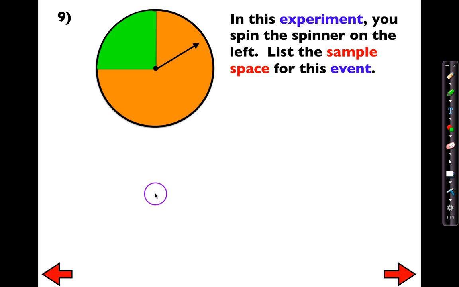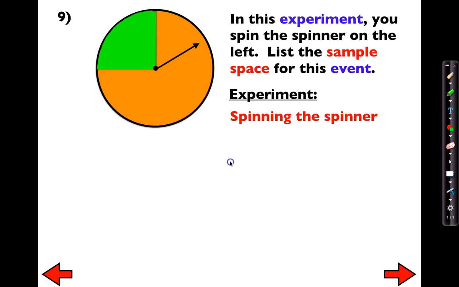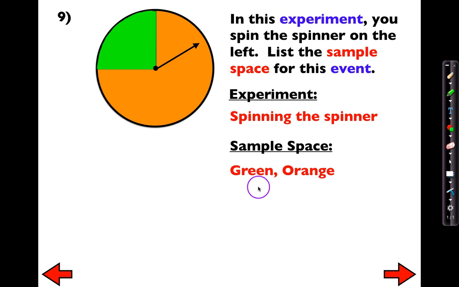Number 9, it says, in this experiment, you spin the spinner on the left. List the sample space for this event. First, let's talk about what this experiment is. Well, this experiment is spinning the spinner. And then to answer the question, what is the sample space, I'm going to say you could possibly spin on orange or you can possibly spin on green. So my sample space is green or orange.